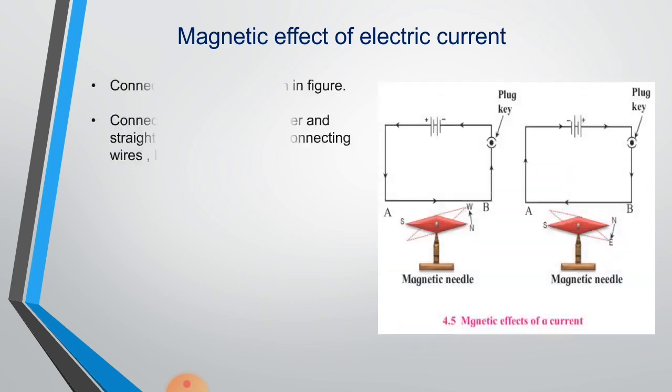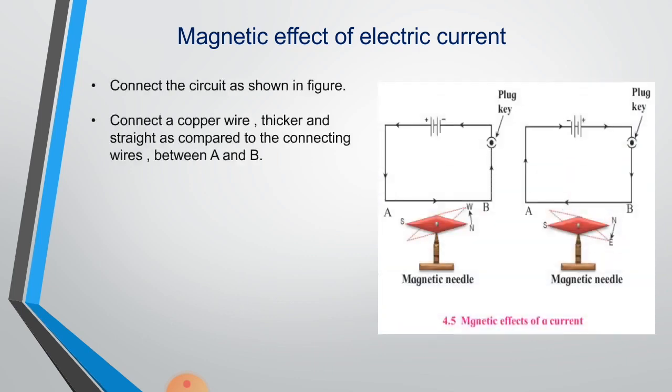Okay, so here there is one activity which is given, which we have to perform in our lab, but now I'm going to give you some basics about this activity. Here we have to connect the circuit as shown in the figure. Here is a positive terminal, a negative terminal, and this is the plug key. The direction of current you can see is from the positive terminal to the negative terminal.